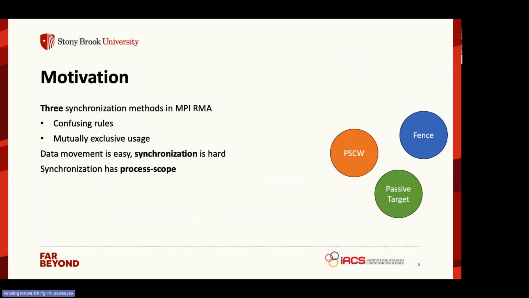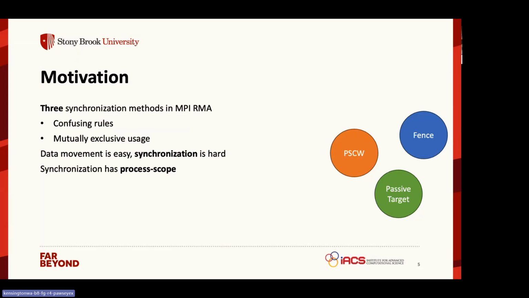The motivation for this work was that we have three synchronization mechanisms in RMA: PSCW, FENS, and passive targets, or locks. And they're not interoperable. You have to finish using one before you can start using another one. And there are kind of confusing rules around all of them. I pity users who try to understand what to actually use in their application. And once you start using one, it's really hard to change to another one.